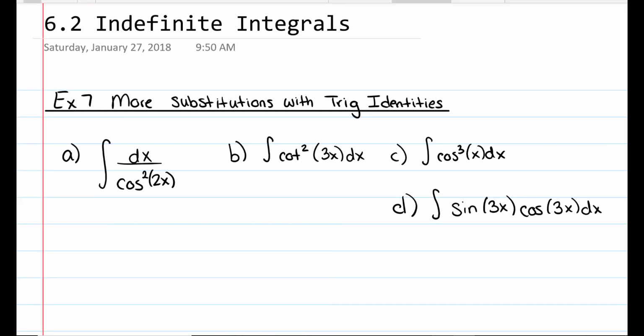Example 7. More substitutions with trig identities. Take a second, copy parts A through D down, and then we're going to go ahead and work all of these out. I really recommend that you do try these on your own. See how far you can get on your own. And then if you're stuck, watch me work them out. And then once you get past the point where you're stuck, try to keep going on your own.